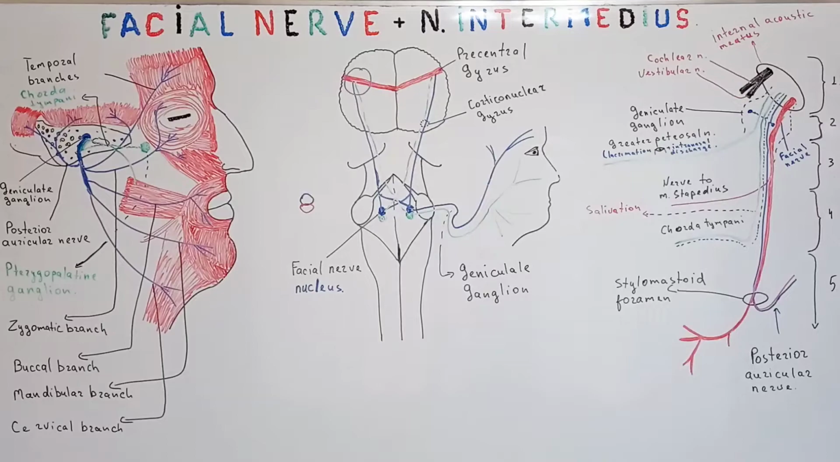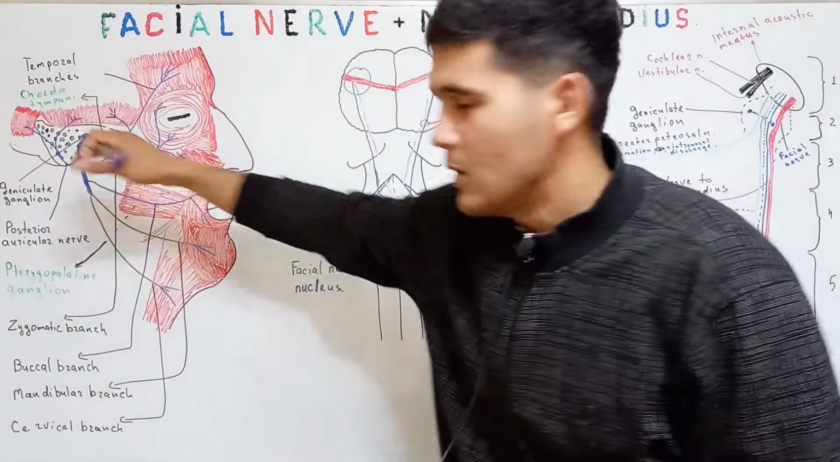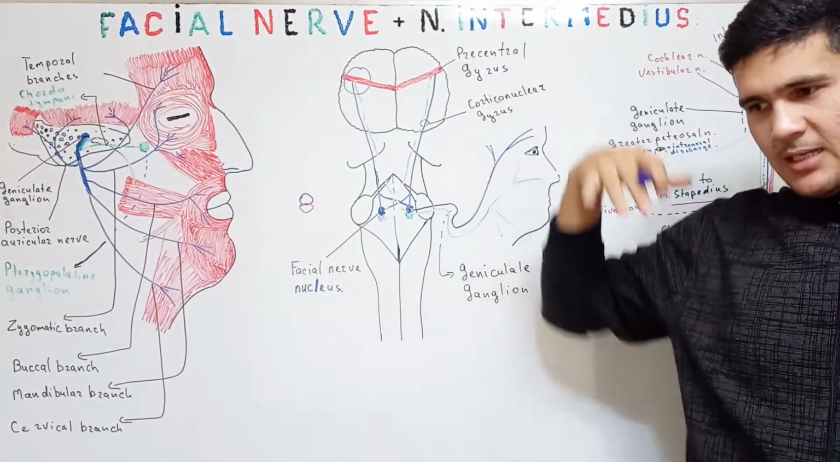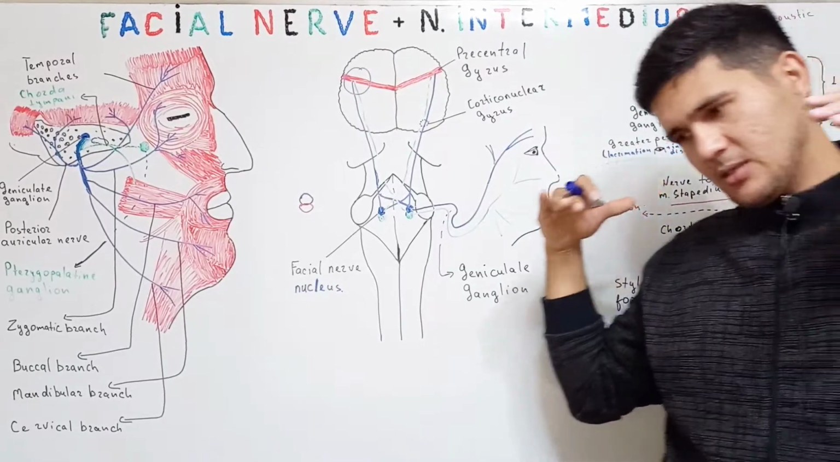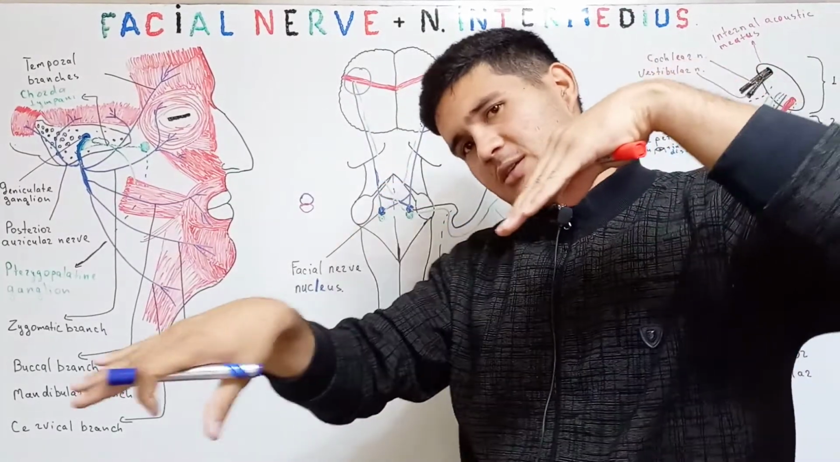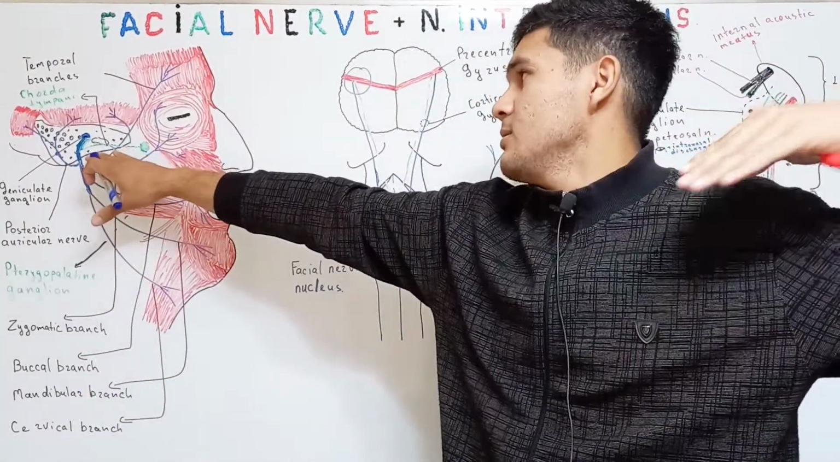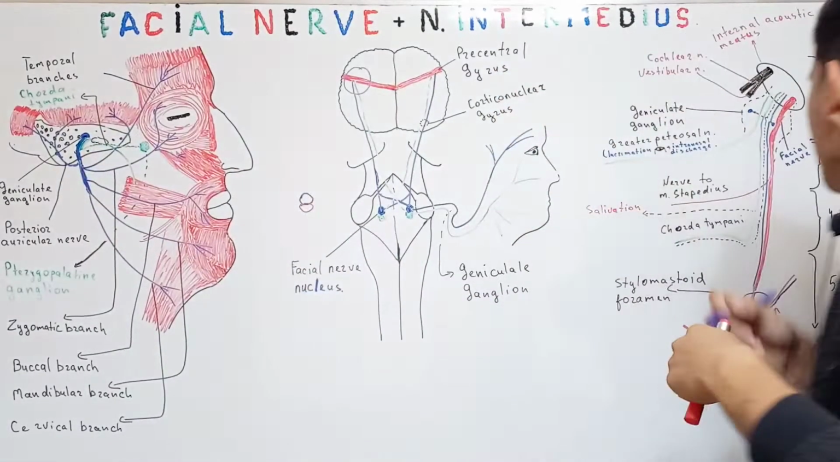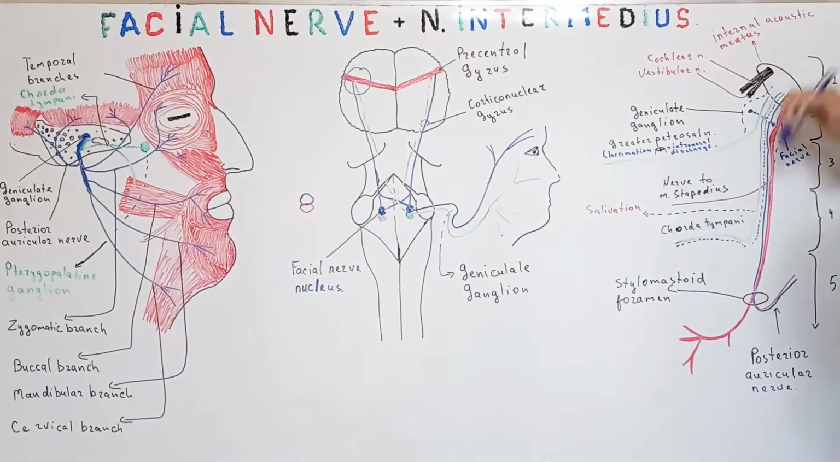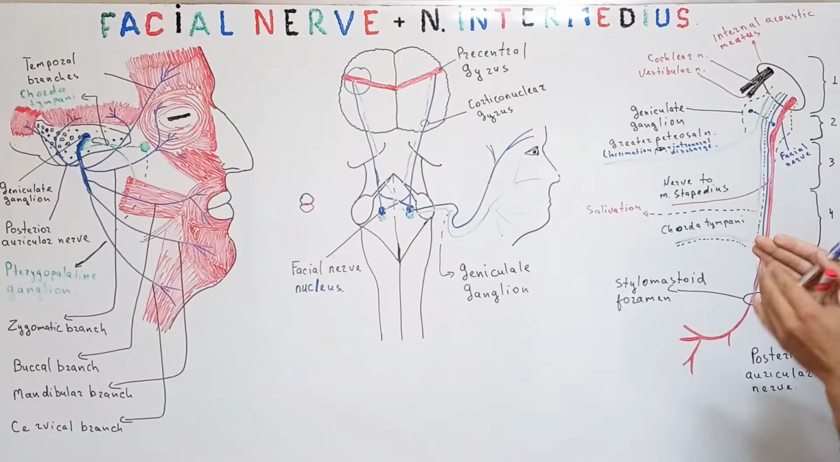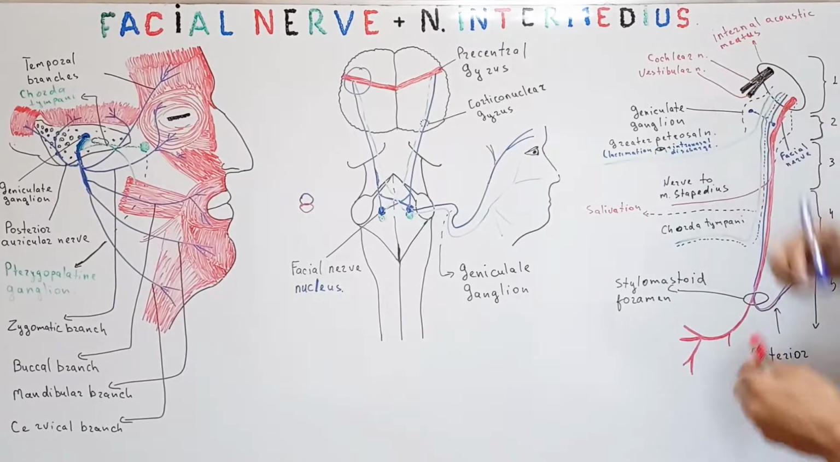First one is this part. From the brain cavity, from the skull, it enters the temporal bone. When they enter the temporal bone, they are accompanied by the vestibulocochlear nerve.